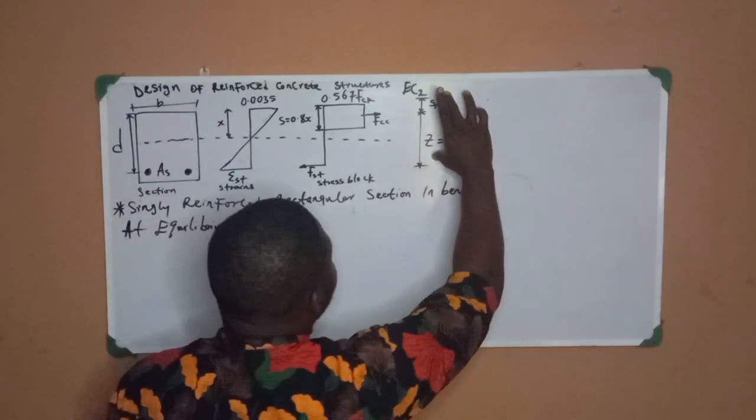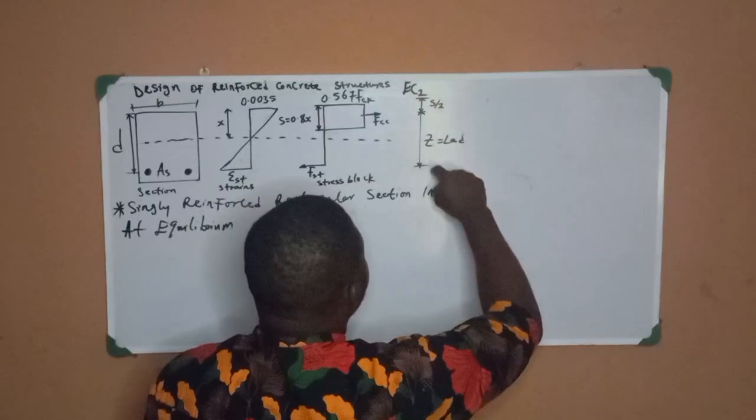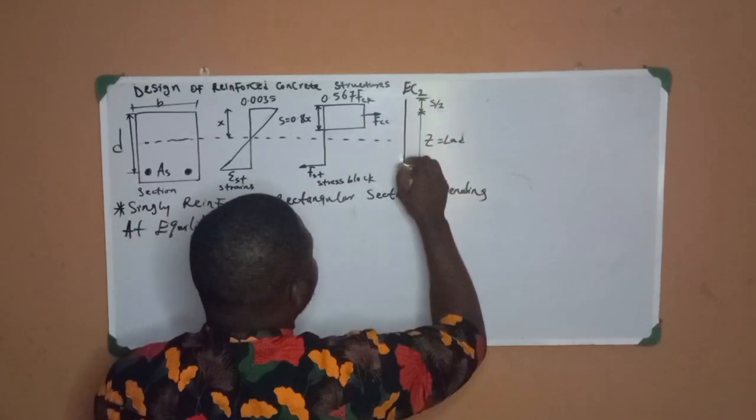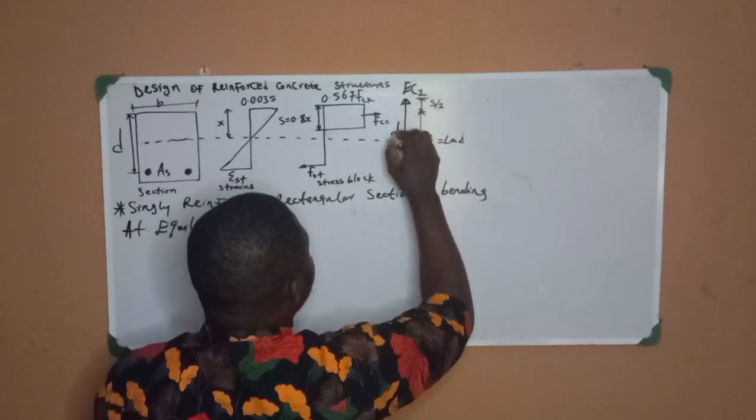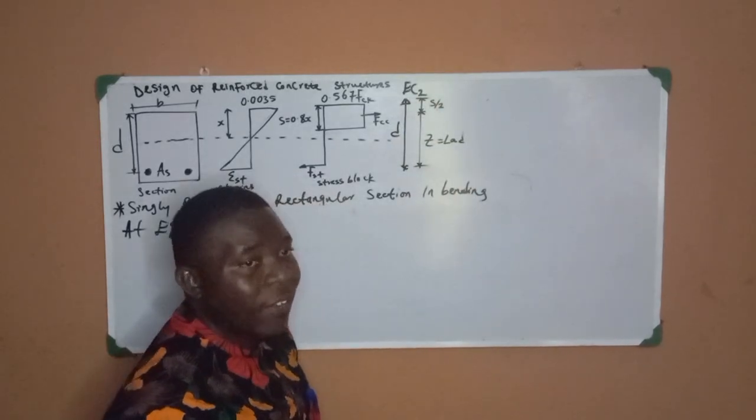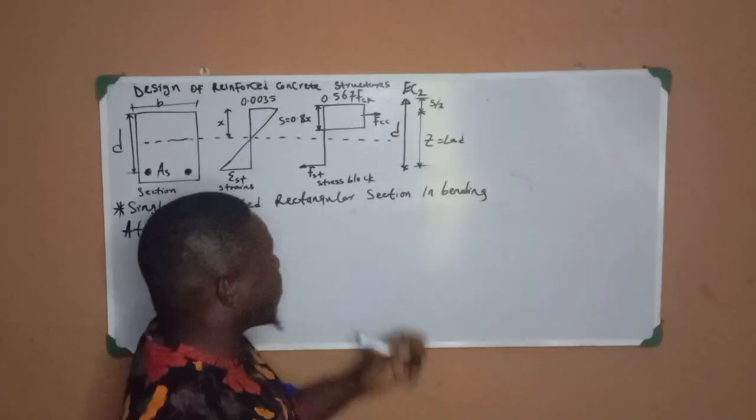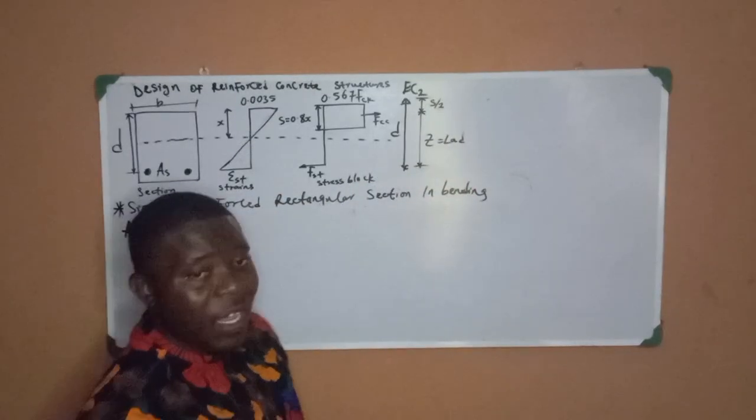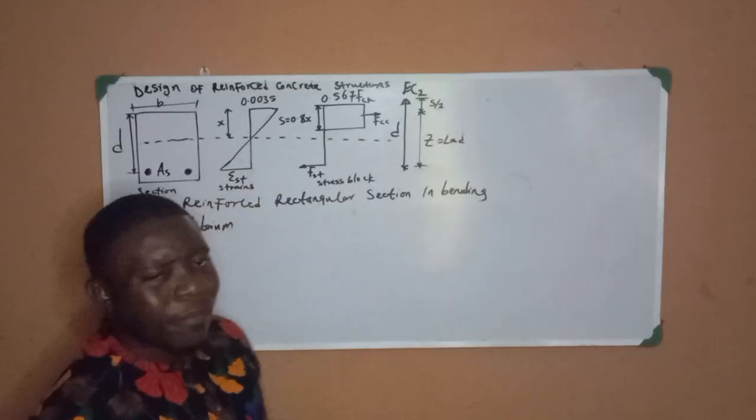You can see this denotation from here to here is your d, the effective depth d. From here to here is your lever arm z. Then from here to here is your s over 2. Now, let's look at the whole thing properly.